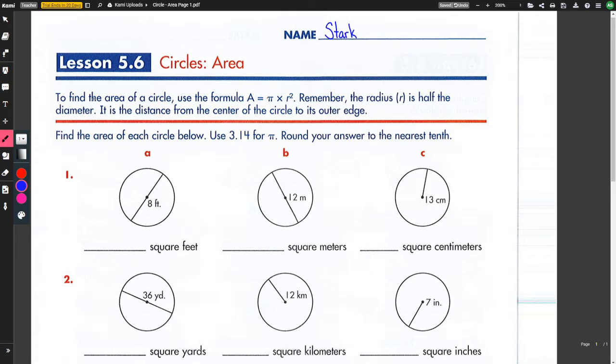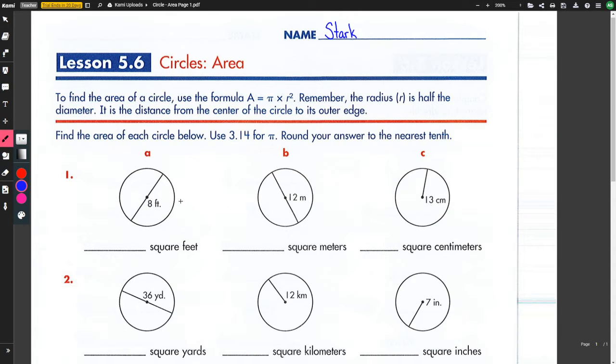It says to find the area of a circle, use the formula A equals pi times r squared. Remembering the radius, known as r, is half the diameter, which means you divide by 2 if you get the diameter. The radius is the distance from the center of the circle to the outer edge. So that's reminding us that a radius goes from the center to the edge and a diameter goes all the way across.